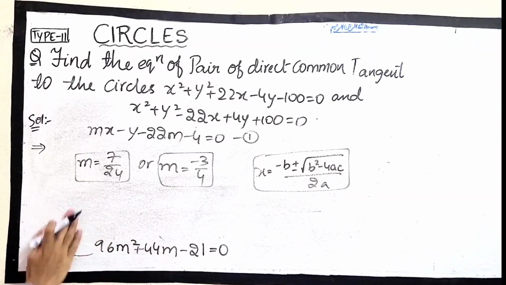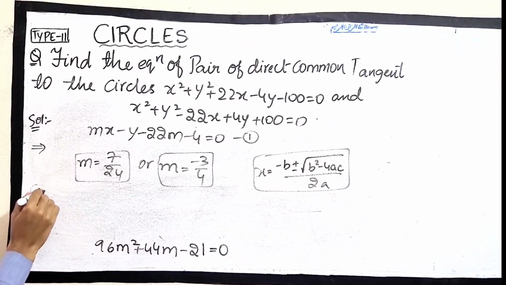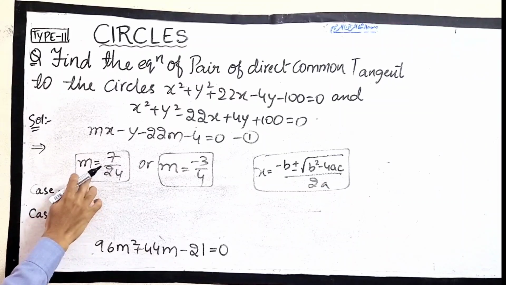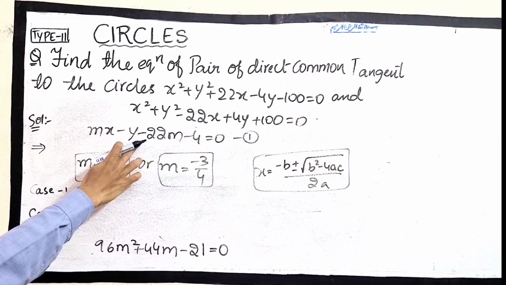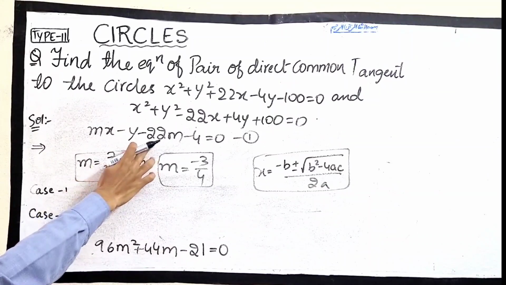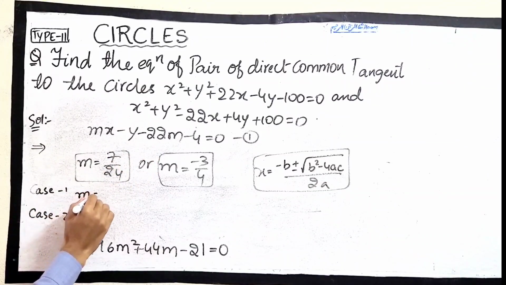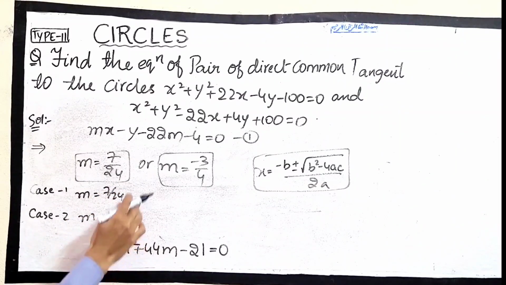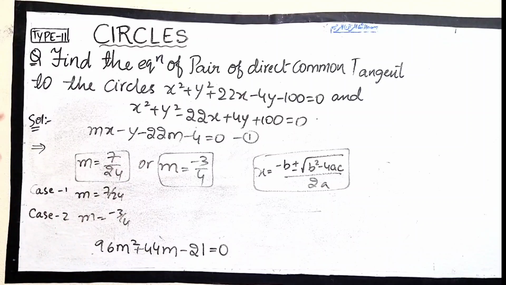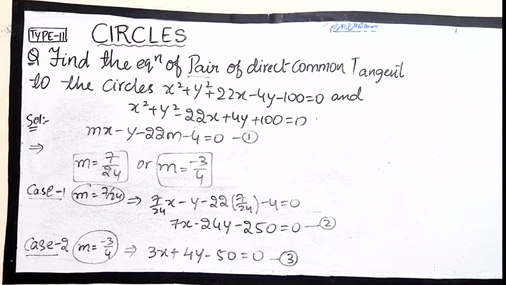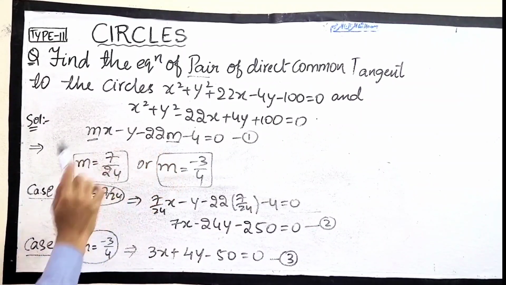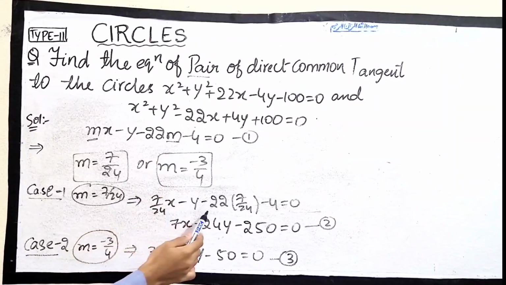After simplification, now you need to consider two cases. Case 1 and case 2. So in case 1, just substitute the m value in equation 1, which we have already got as the equation of the tangent, right? So in this equation, first substitute m equal to 7 by 24 in case 1 and m equal to minus 3 by 4 in case 2. You will get two equations of the tangent, which means a pair of common tangents will be coming. So here after substitution, in place of m, you just need to substitute 7 by 24 for the first case, and for this you have to substitute 7 by 24 wherever m is there.